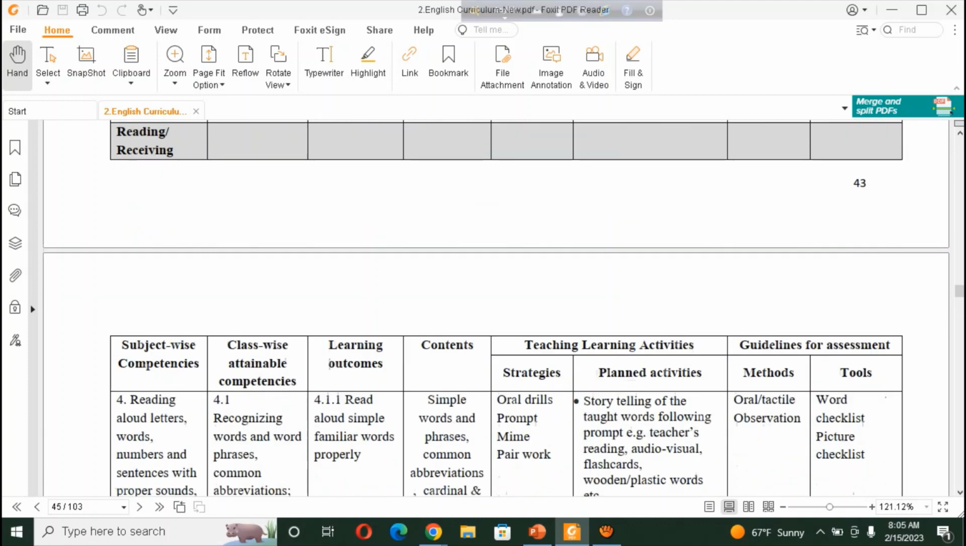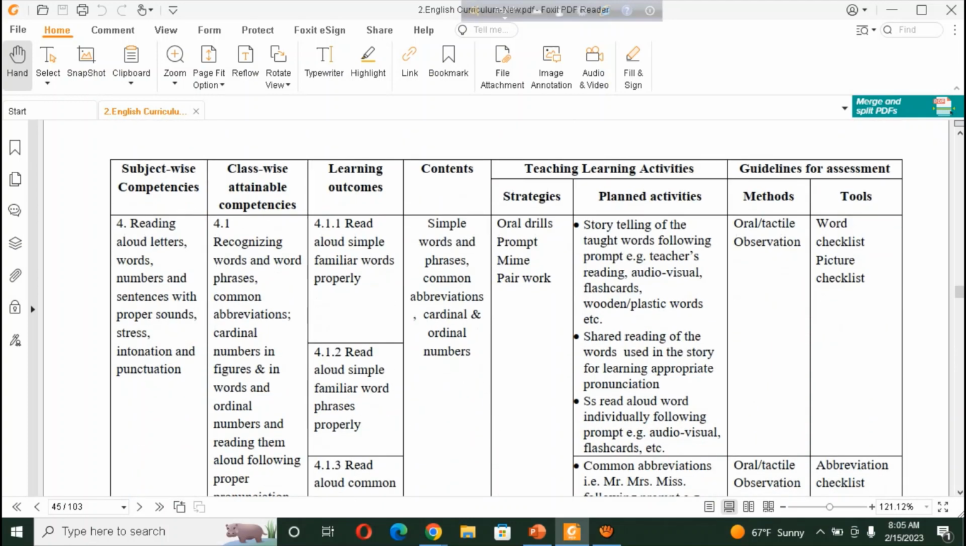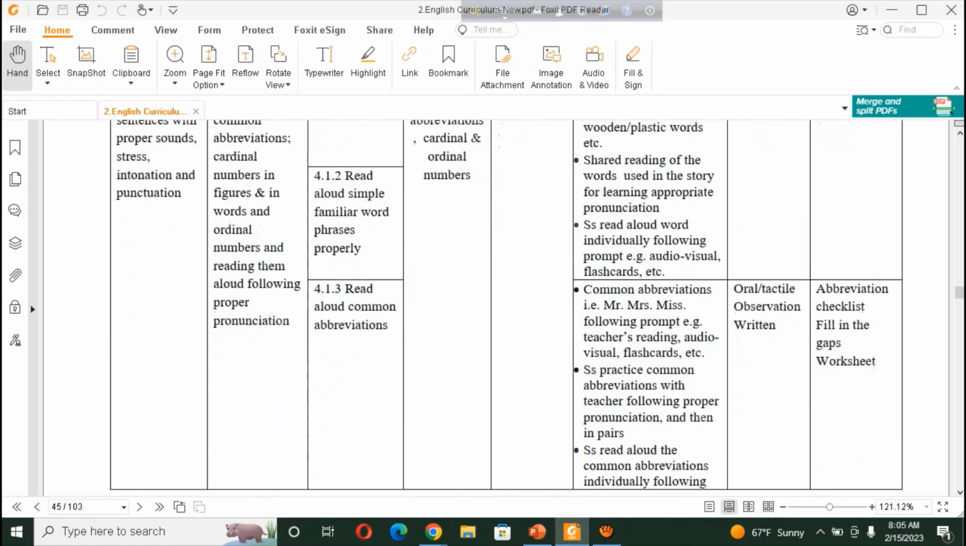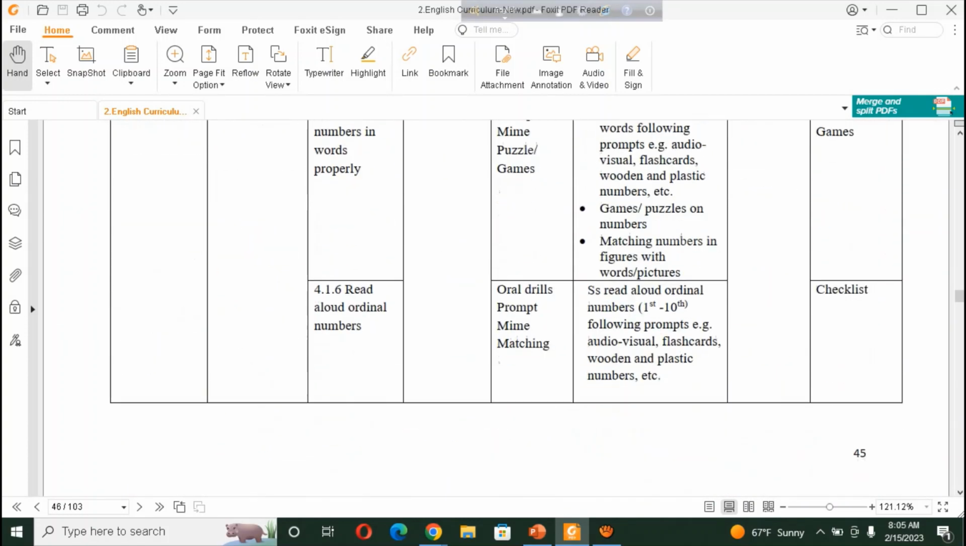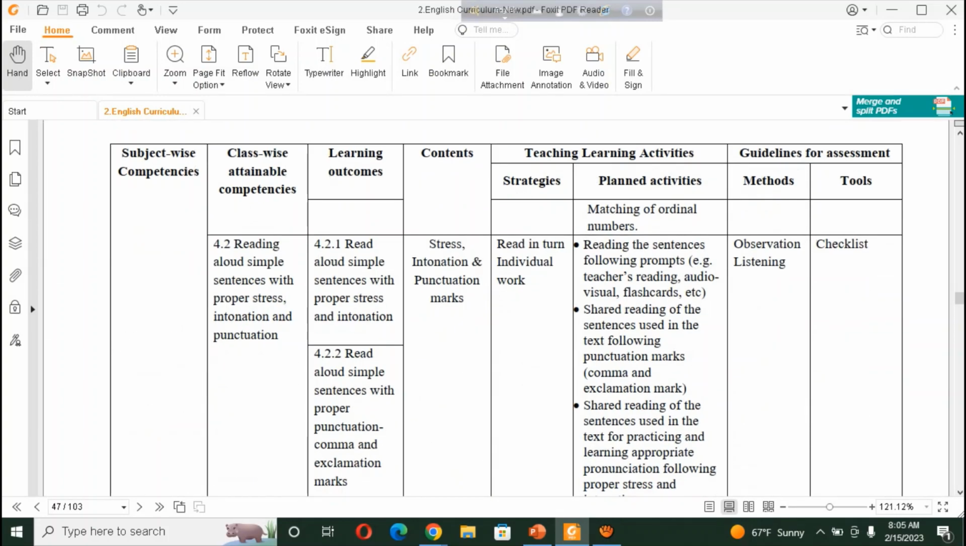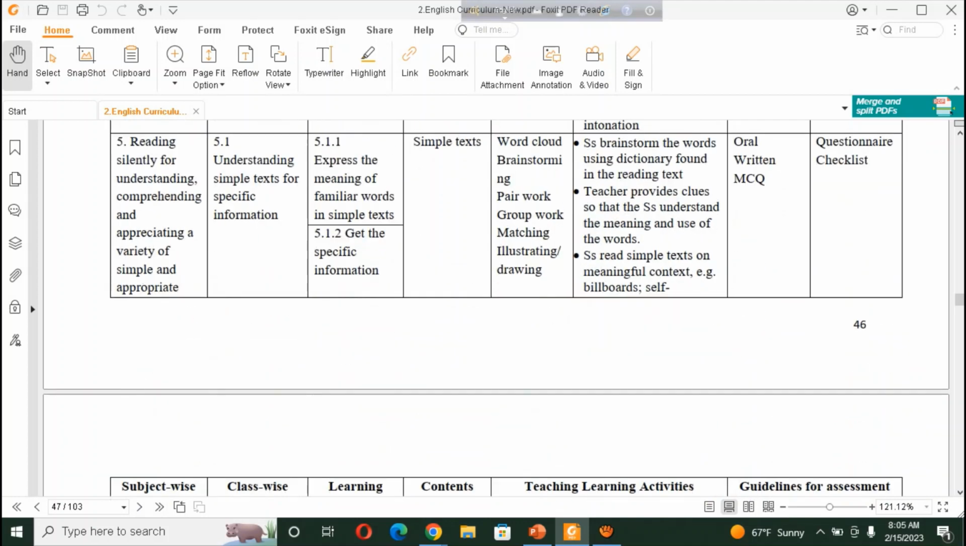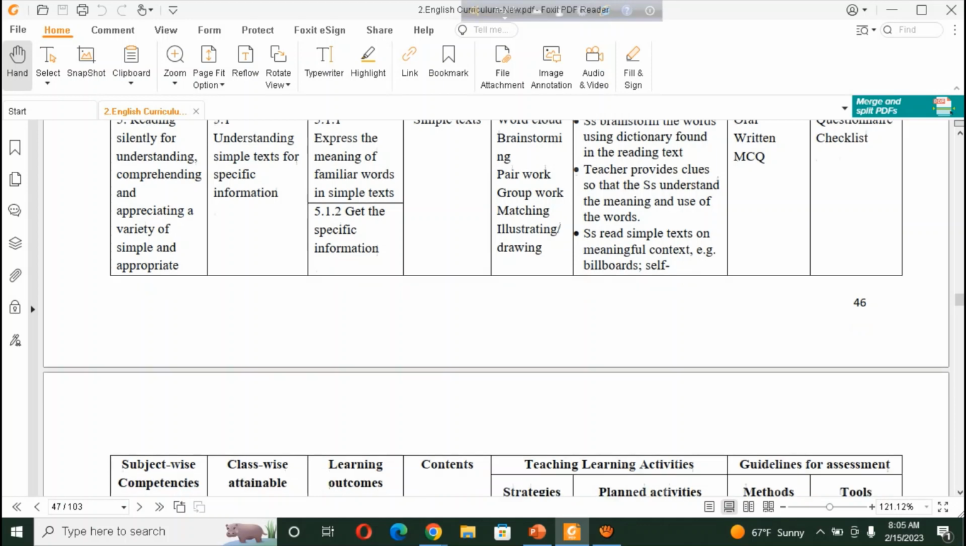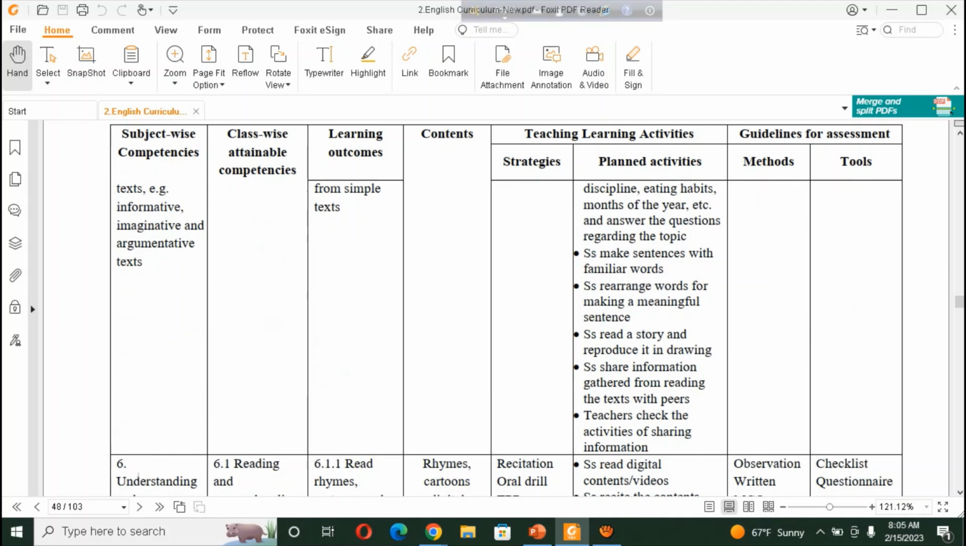And for reading there are also some learning outcomes and also class-wise attainable competencies. Read aloud numbers, read aloud simple sentences with proper stress and intonation. And 5.1, express the meaning of familiar words in simple text, get the specific information from simple text.